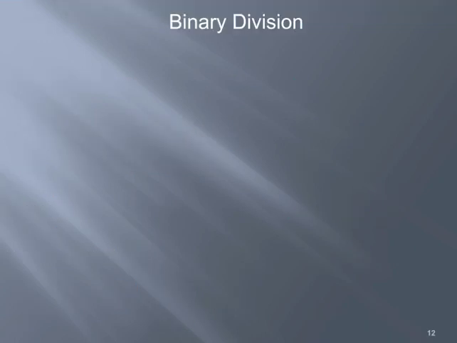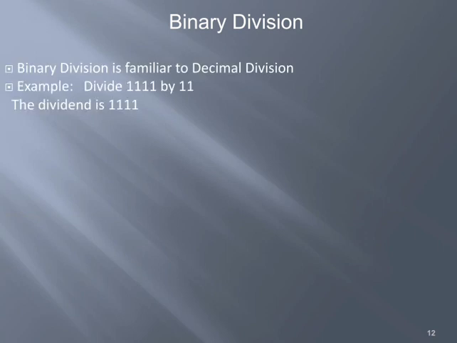Next we will see binary division. Same procedure as we did for division of two decimal numbers, that same procedure will be adopted even for this binary number division. Again I am considering two numbers. It will be triple one, the dividend is four ones and the divisor is two ones.